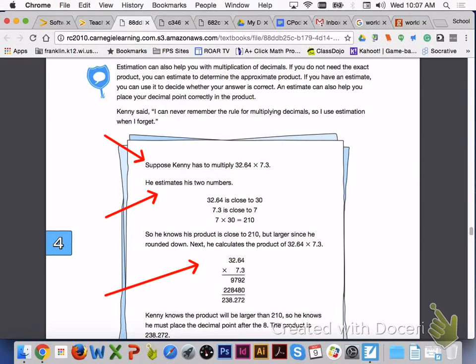So next, using the standard algorithm, he is going to calculate the product of 32 and 64 hundredths times 7 and 3 tenths. Kenny knows the product will be larger than 210, so he knows he must place the decimal point after the 8. The product is 238 and 272 thousandths.